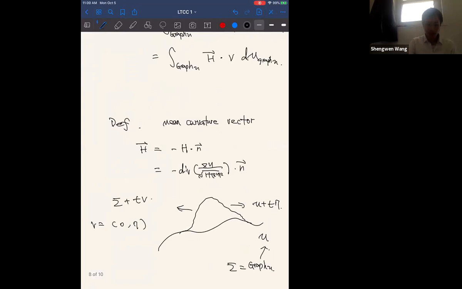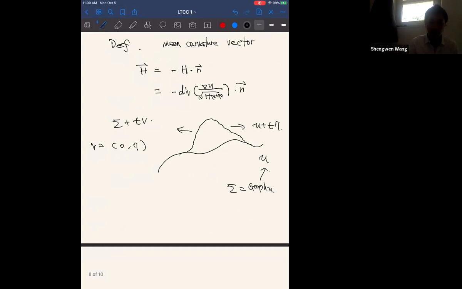And this, is there any other questions? So this defines the mean curvature vector for a graph. As we mentioned earlier, any hypersurface you can locally represent as a graph. So this local geometry can all be computed using graphical computations like this.